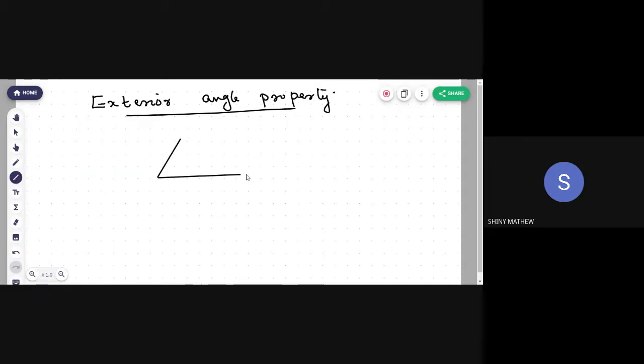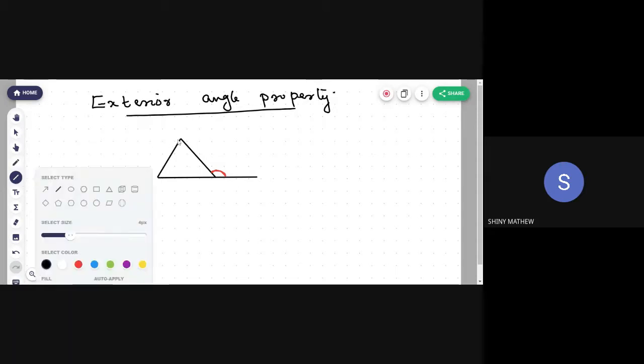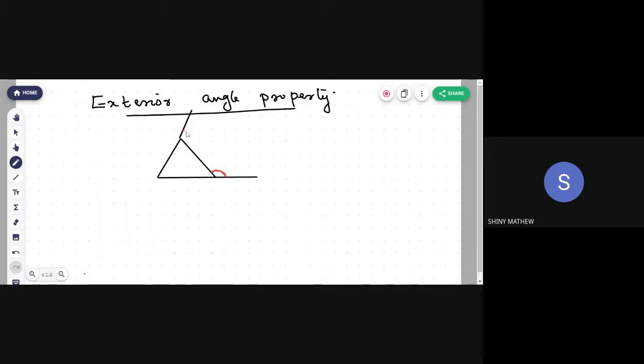Exterior angle means by extending any one side of a triangle. Okay, this much is a triangle. If I extend this side of this triangle, we can see one exterior angle. Exterior angle means the angle exterior of the triangle, outside of the triangle. We can extend any side we want. If I extend this side from here to here, we can see one angle here. Right? Then these angles are known as exterior angles. Exterior angles means angles that are exterior of a triangle.